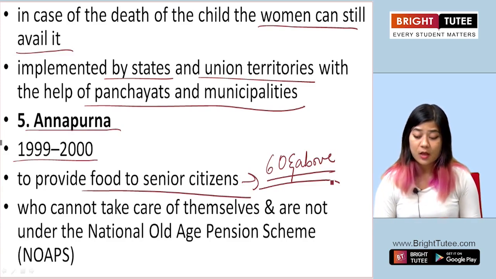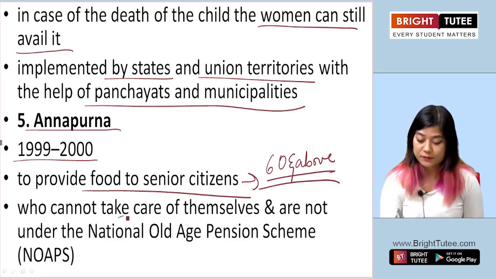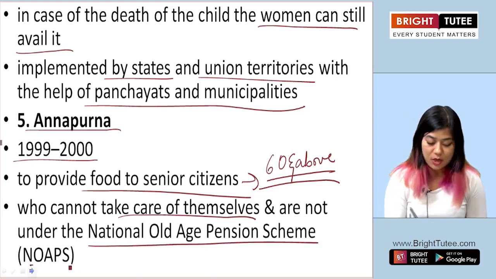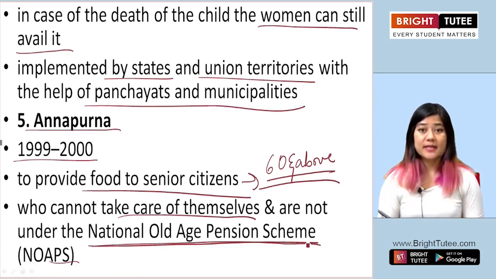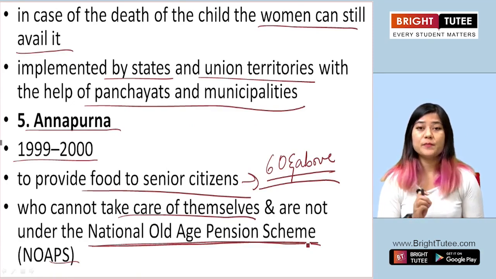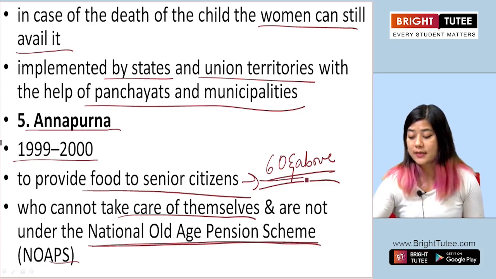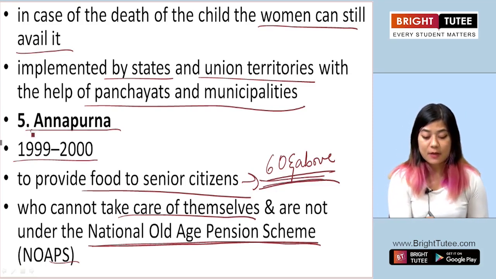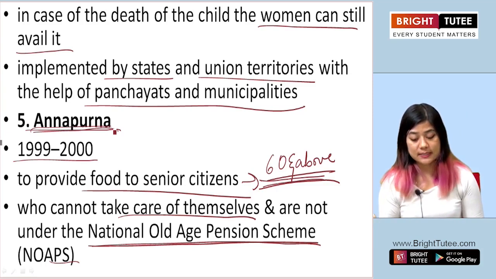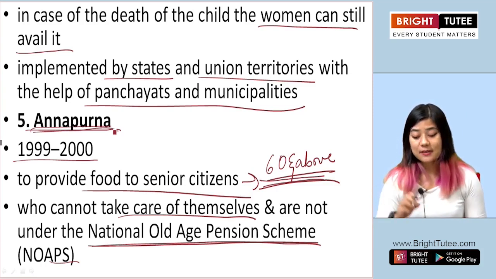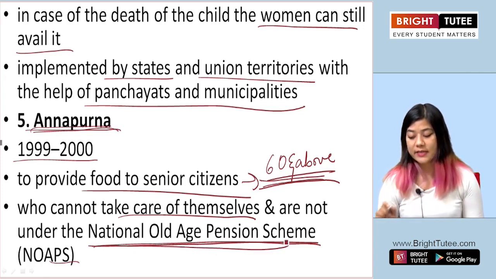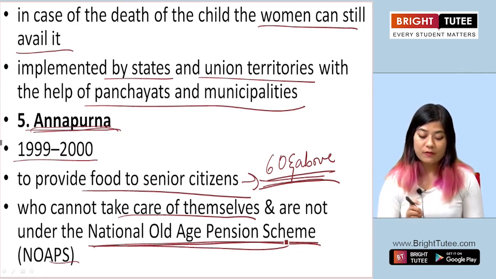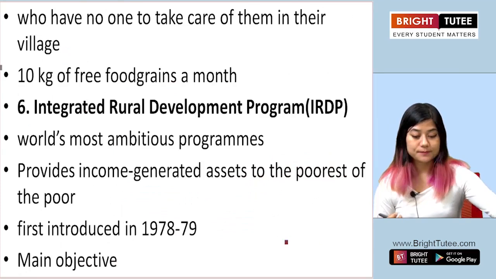Okay. So, these people cannot take care of themselves, and they are not under the National Old Age Pension Scheme. We just learned about the National Old Age Pension Scheme, right? A monthly stipend of rupees 200 is given to people who are 60 and above. Now, this scheme, Annapurna, is for senior citizens who are not availing the scheme of National Old Age Pension. They are provided food by the government.